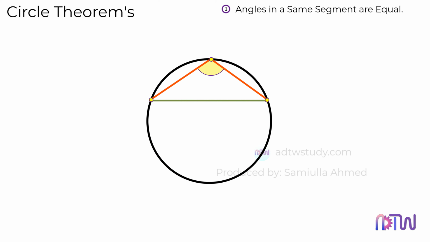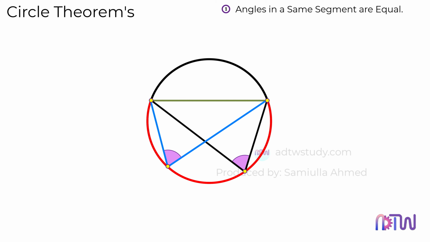Another way to see this is that the angle subtended by an arc remains the same as long as the point stays within the same segment. If we move this point to the other segment, the angle changes. However, within the original segment, the angle will remain constant regardless of where the point is located along the arc.